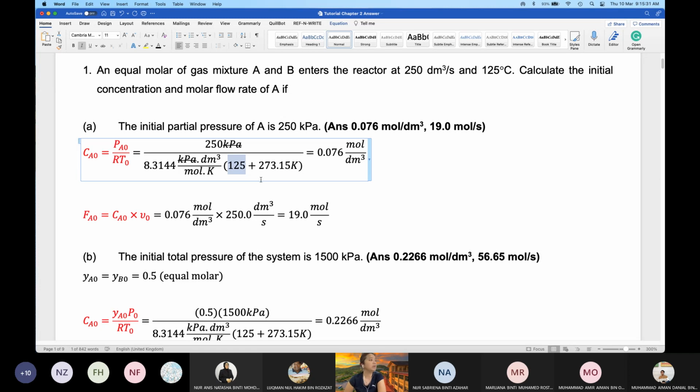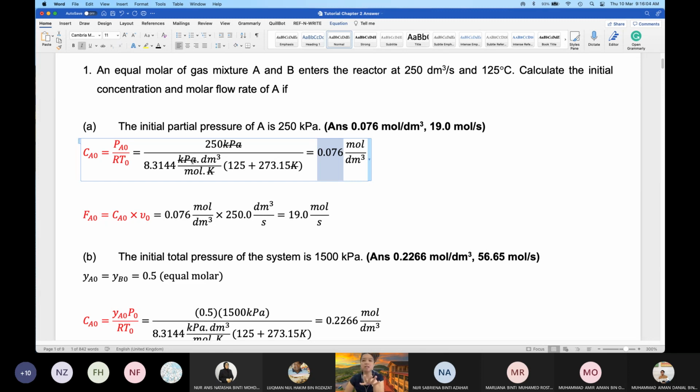By doing this, I can now cancel the Kelvin unit as well. The Kelvin in my gas constant R can cancel with my temperature T0 unit. So I cancel my pressure unit, I cancel my temperature unit. You realize that the unit left is dm cube per mole at the bottom. When you calculate this, make sure you do it properly. You will get your final answer 0.076.